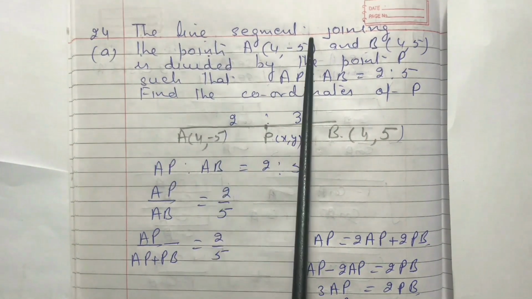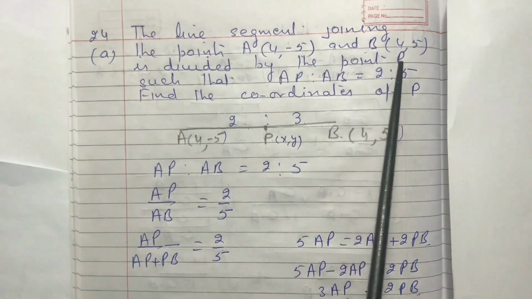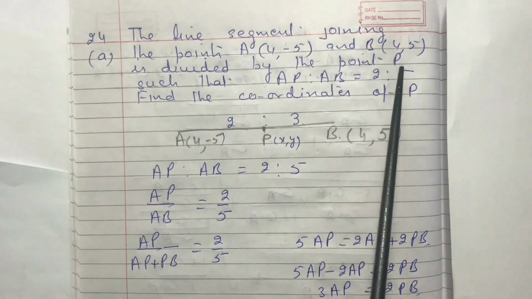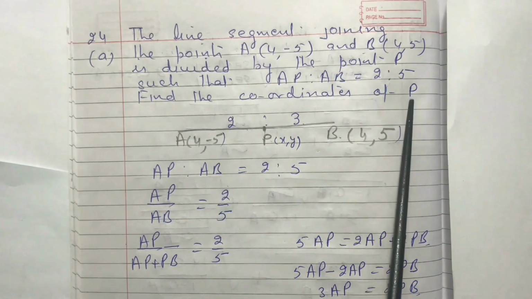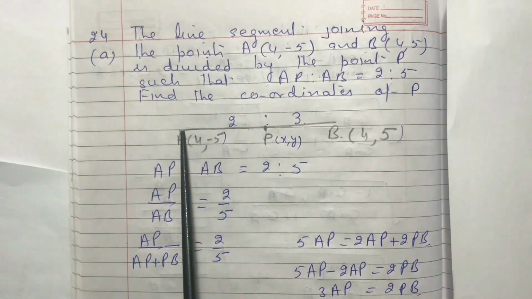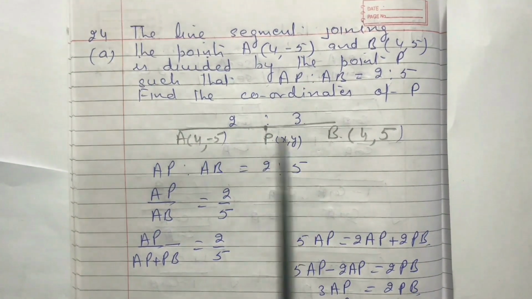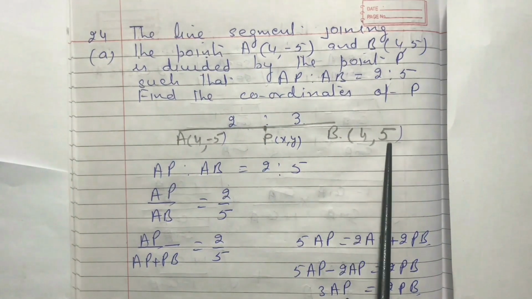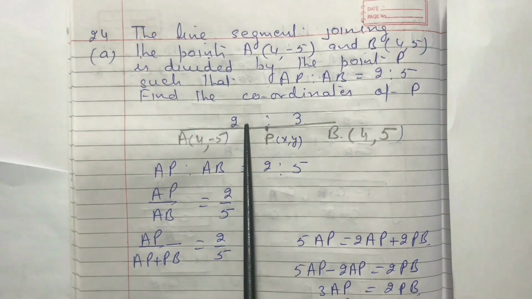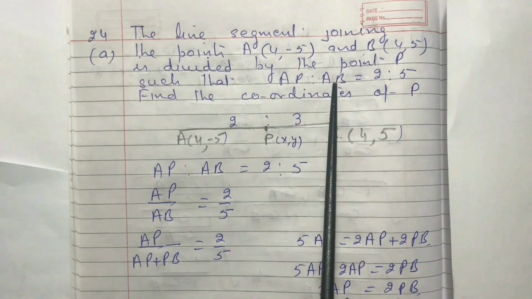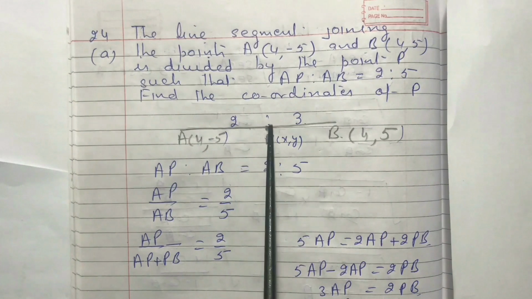Now question number 24a. The line segment joining the points A 4 minus 5 and B 4 5 is divided by the point P such that AP ratio AB is 2:5. Find the coordinates of P. Now this is AB line segment. Let this point be P. Coordinates of P are X and Y. Coordinates of A are 4 minus 5 and B 4 5. And this point divides the line AB in the ratio 2:3. Now AP and AB, its ratio is given 2:5. So AP and PB is 2:3.